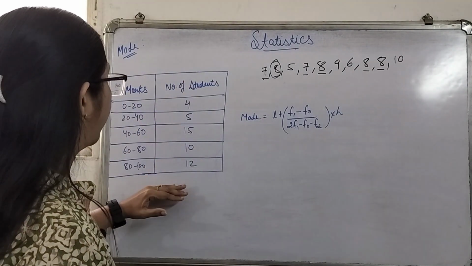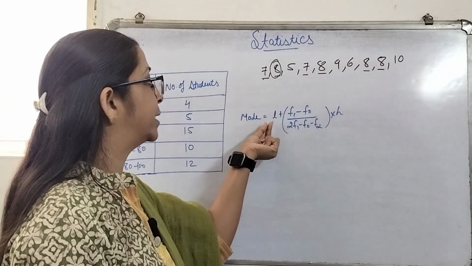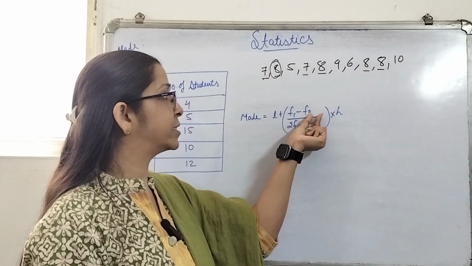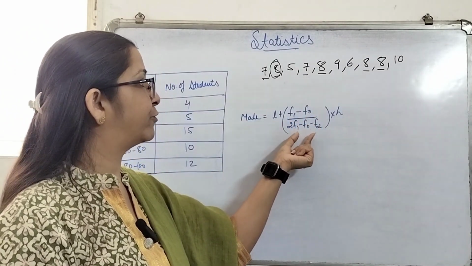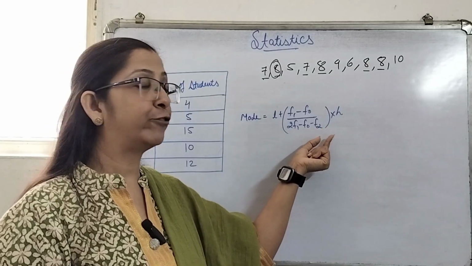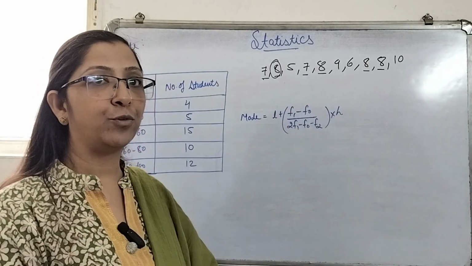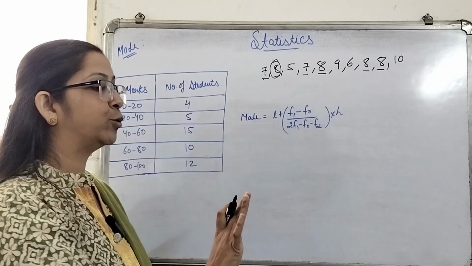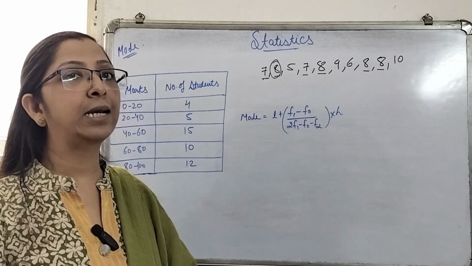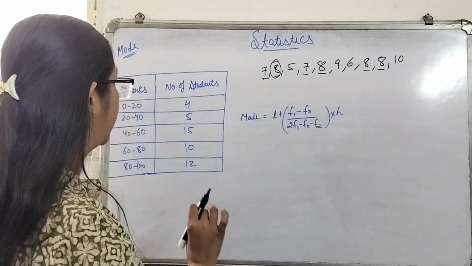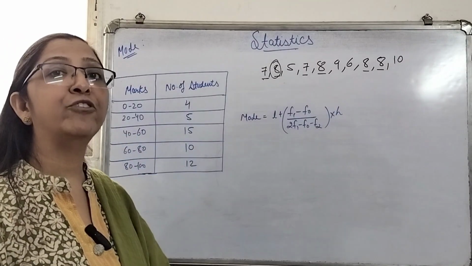Now the formula for finding mode over here is L plus (F1 minus F0) over (2 times F1 minus F0 minus F2), multiplied by H. So what are all these? First of all, we have to select a modal class. Modal class is the class which has the maximum frequency.